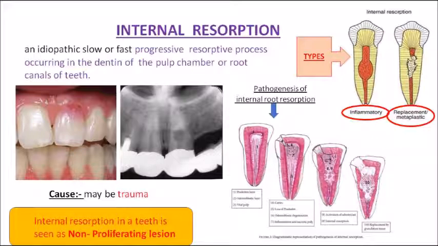Internal resorption in a tooth is seen as a non-proliferating lesion. Now the pathosis of internal resorption: there can be 3 layers, 1, 2, 3. You can see that in the picture. That is the predentin layer, odontoblastic layer, and vital pulp tissue. In a case where there will be resorption, that is due to some chronic changes. A chronic stage of irritation to the pulp can lead to these changes in the pulp. So the pulpal tissue undergoes degenerative changes such as internal resorption. In the final picture you can see how it has progressed into resorption.